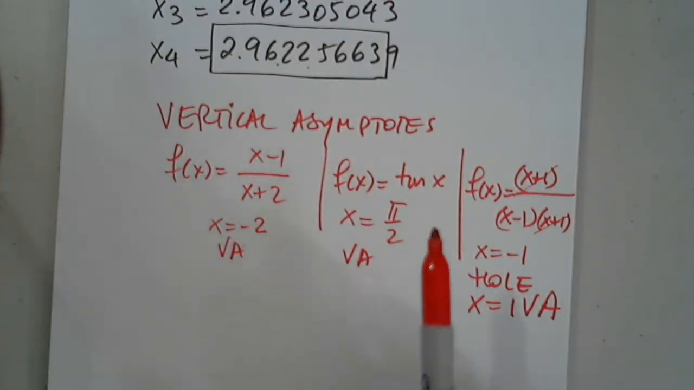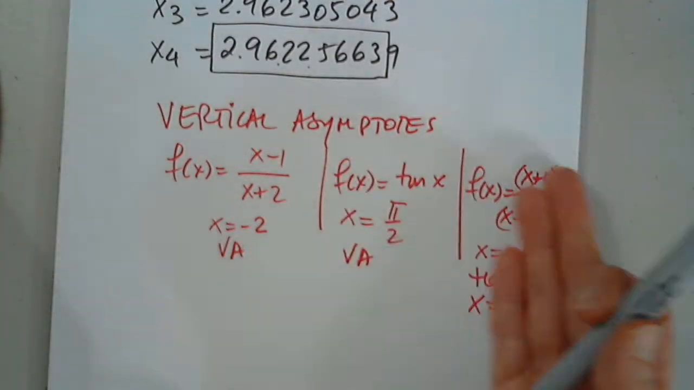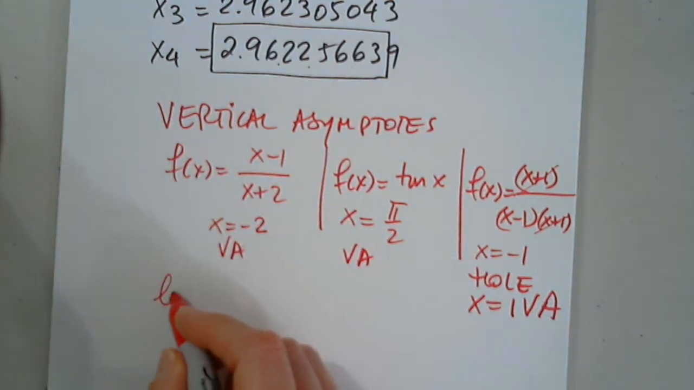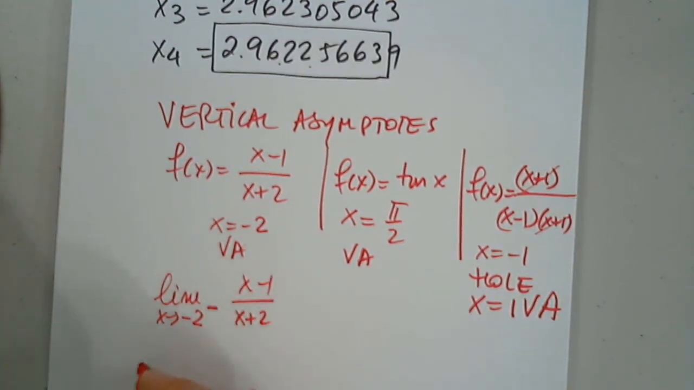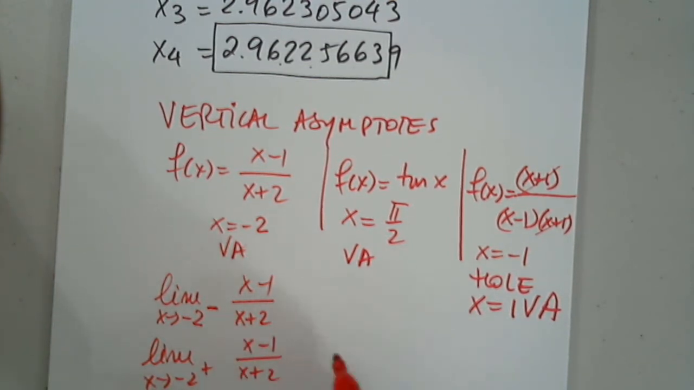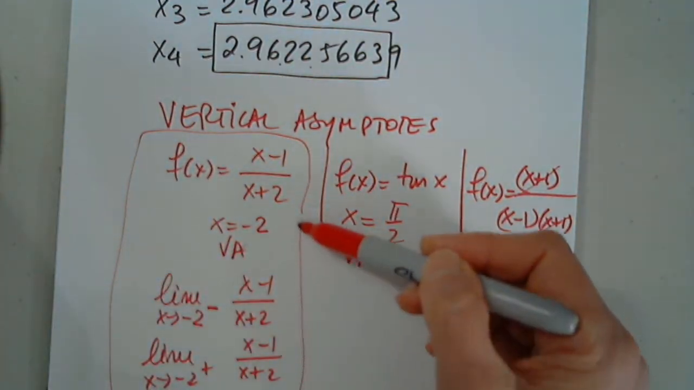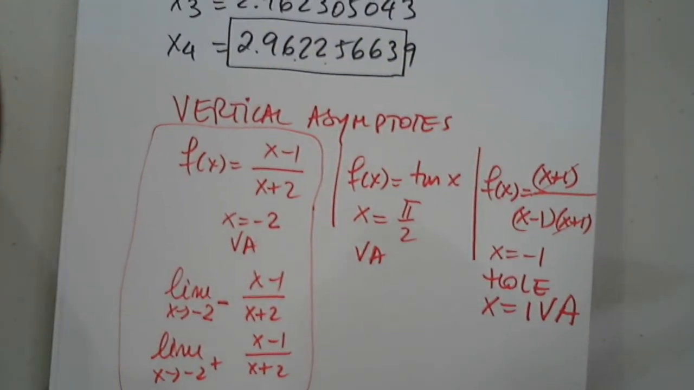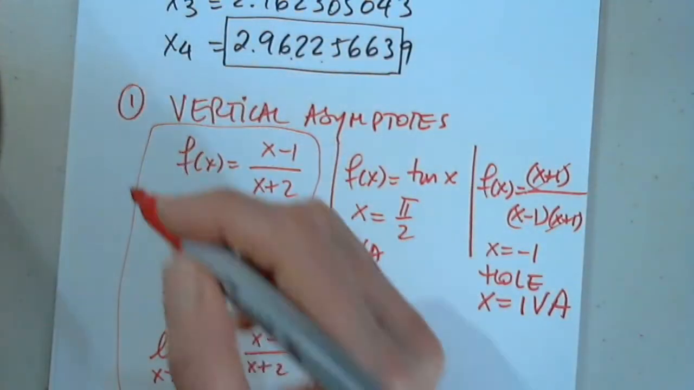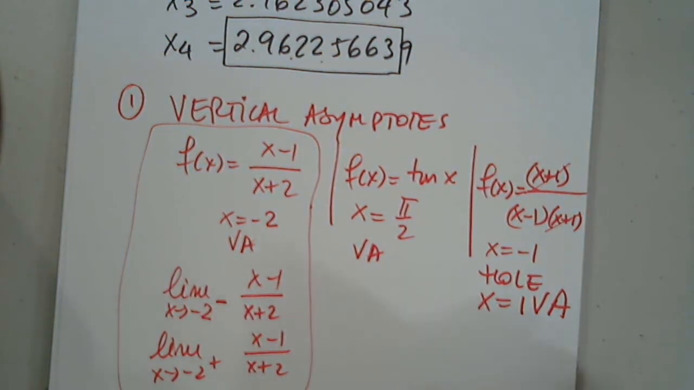But now, in calculus, we also have to determine, for this one, the limit as x approaches -2 from the left of x minus 1 over x plus 2, and the limit as x approaches -2 from the right of x minus 1 over x plus 2. This will be complete work for a vertical asymptote. So that's the theory behind a vertical asymptote. Stop me if you have questions.